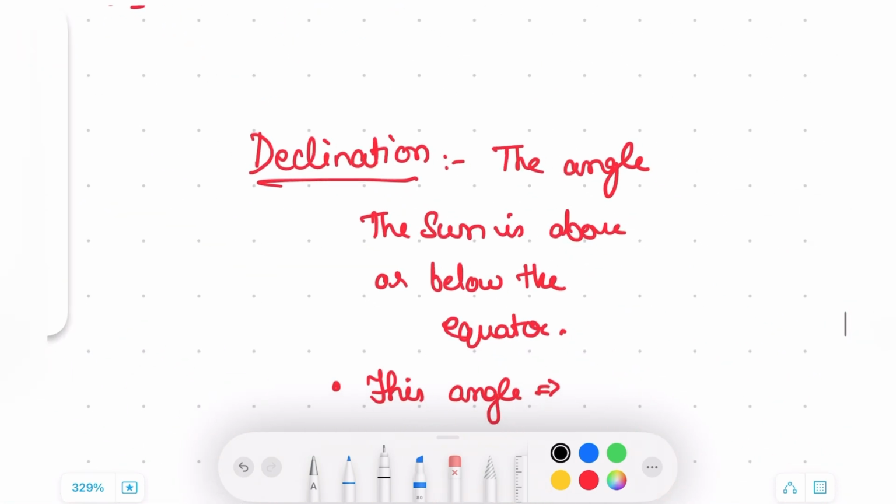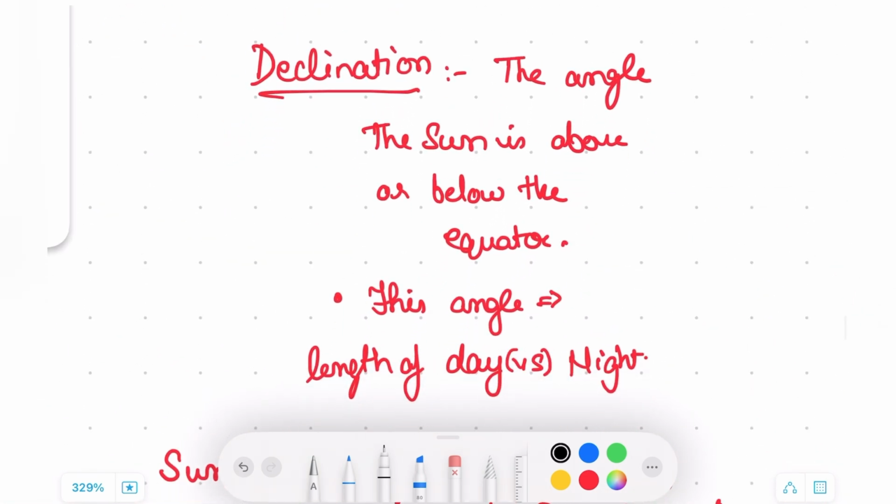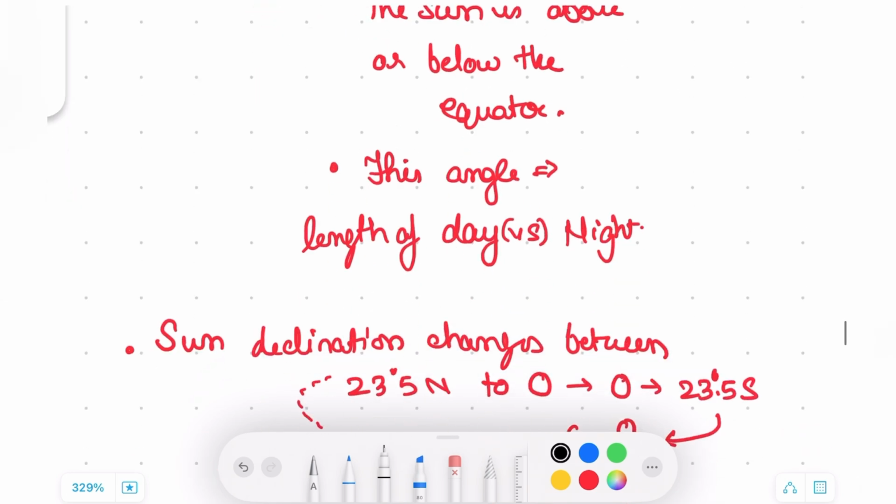Then we spoke about a term called declination. This is the angle that the sun is above or below the equator. This angle decides the length of the day and night. It decides the proportion of how long the days are going to be as opposed to the night. Sometimes we have longer days and shorter nights, and sometimes we have longer nights and shorter days. At equinoxes, both our days and nights are equal. So, this angle that the sun makes above or below the equator is known as declination.